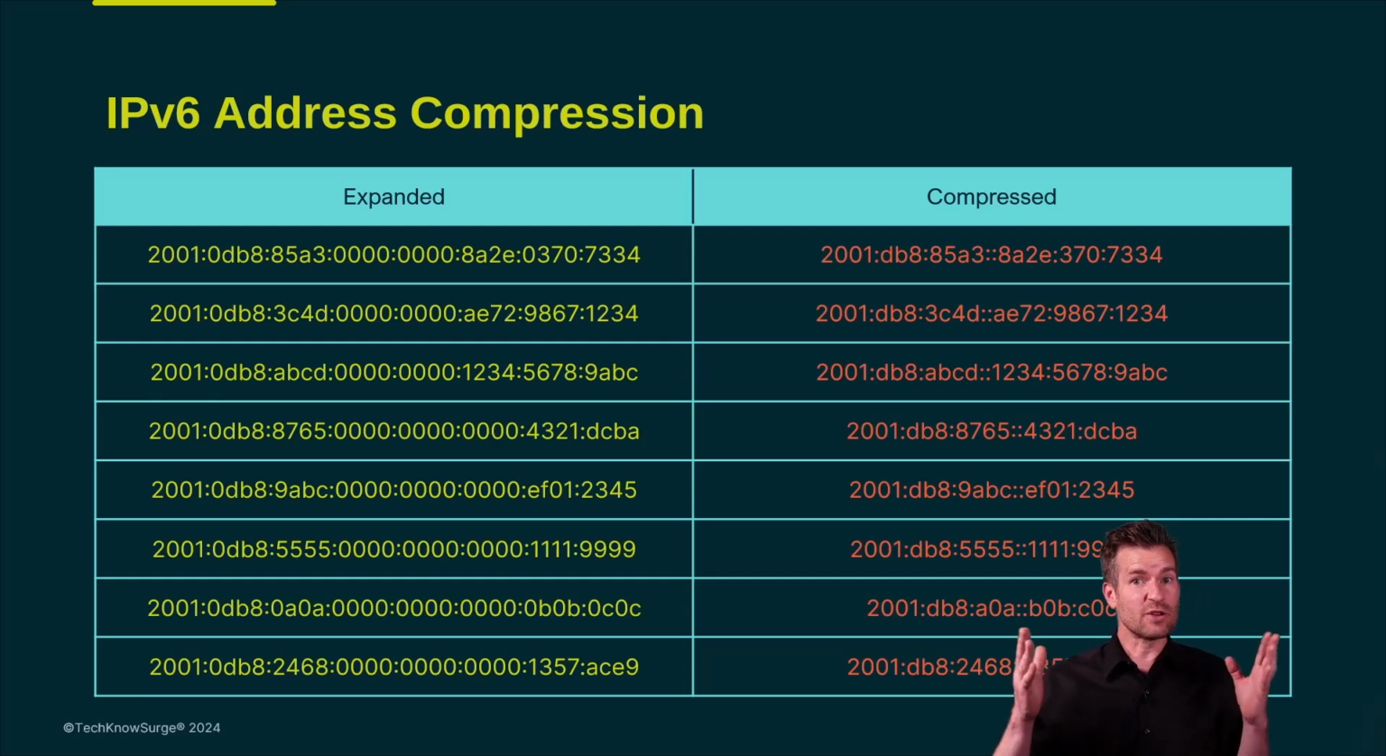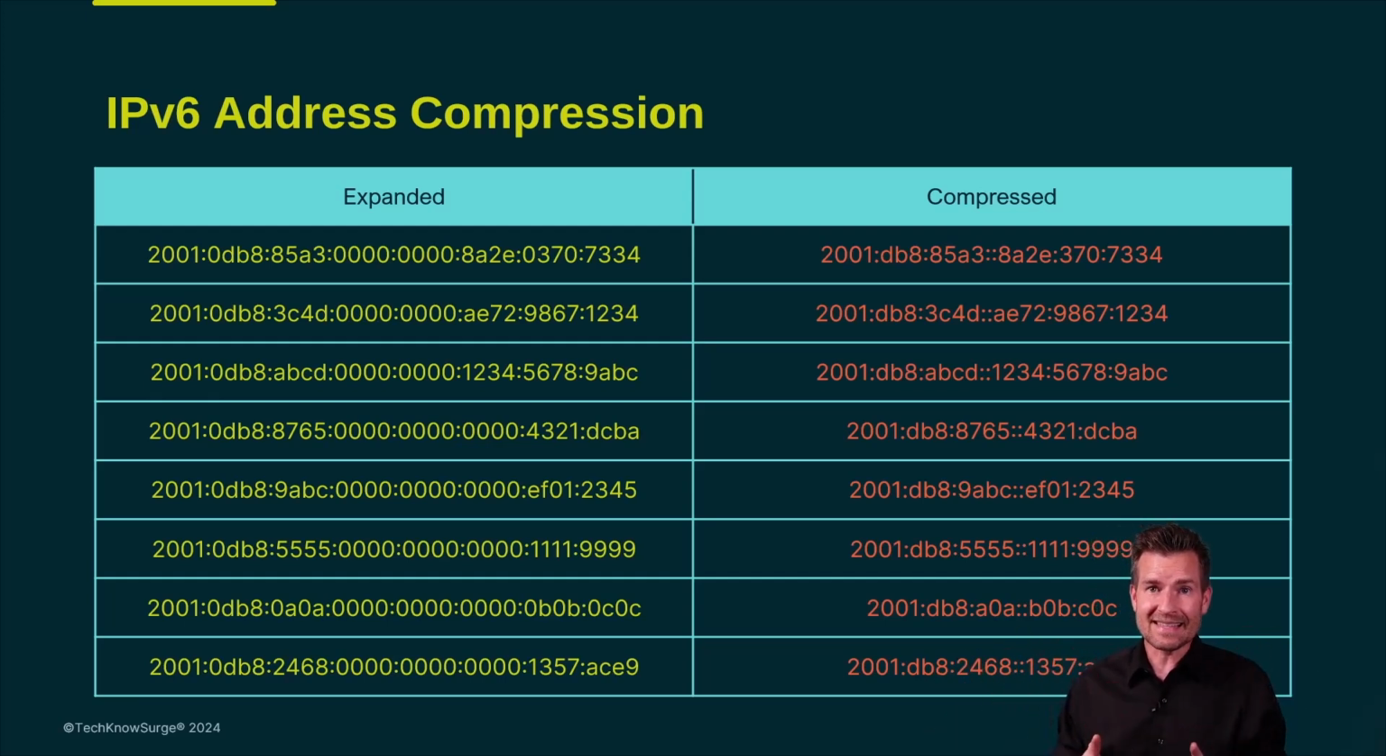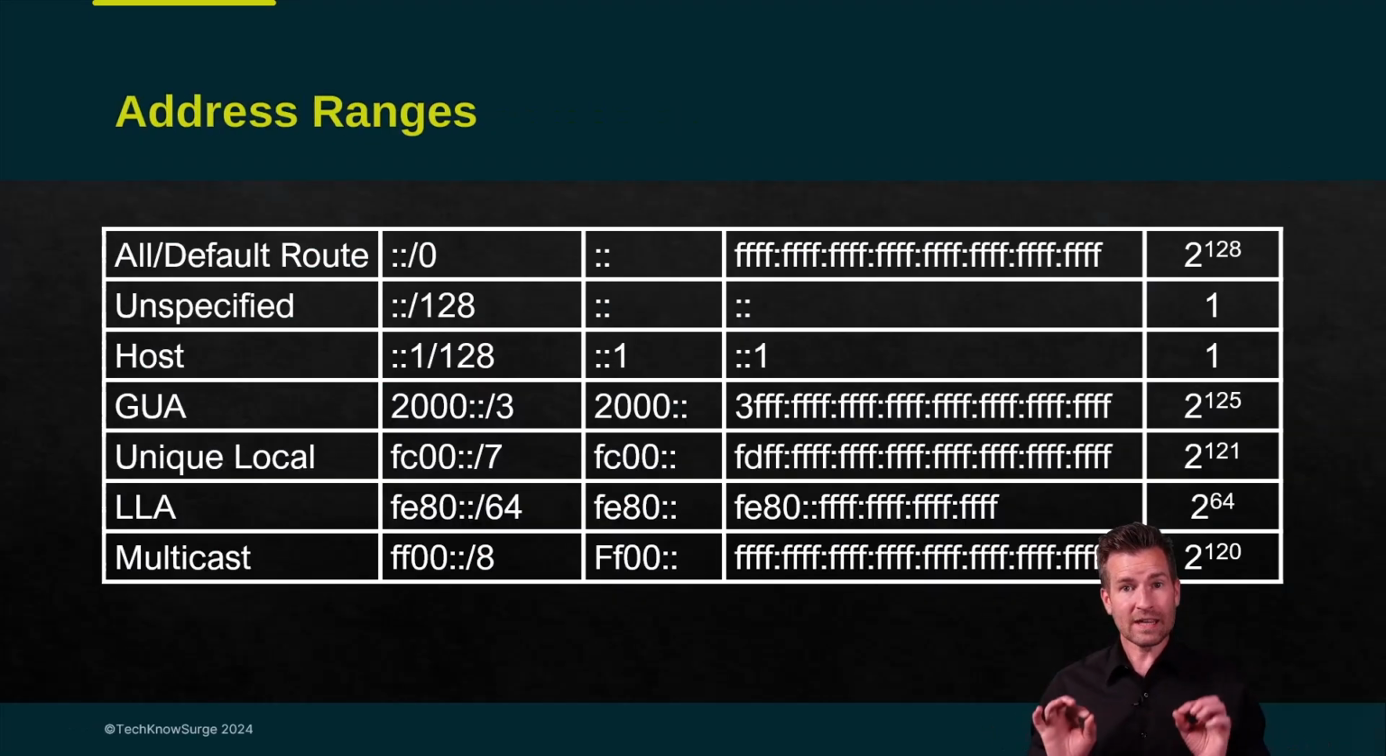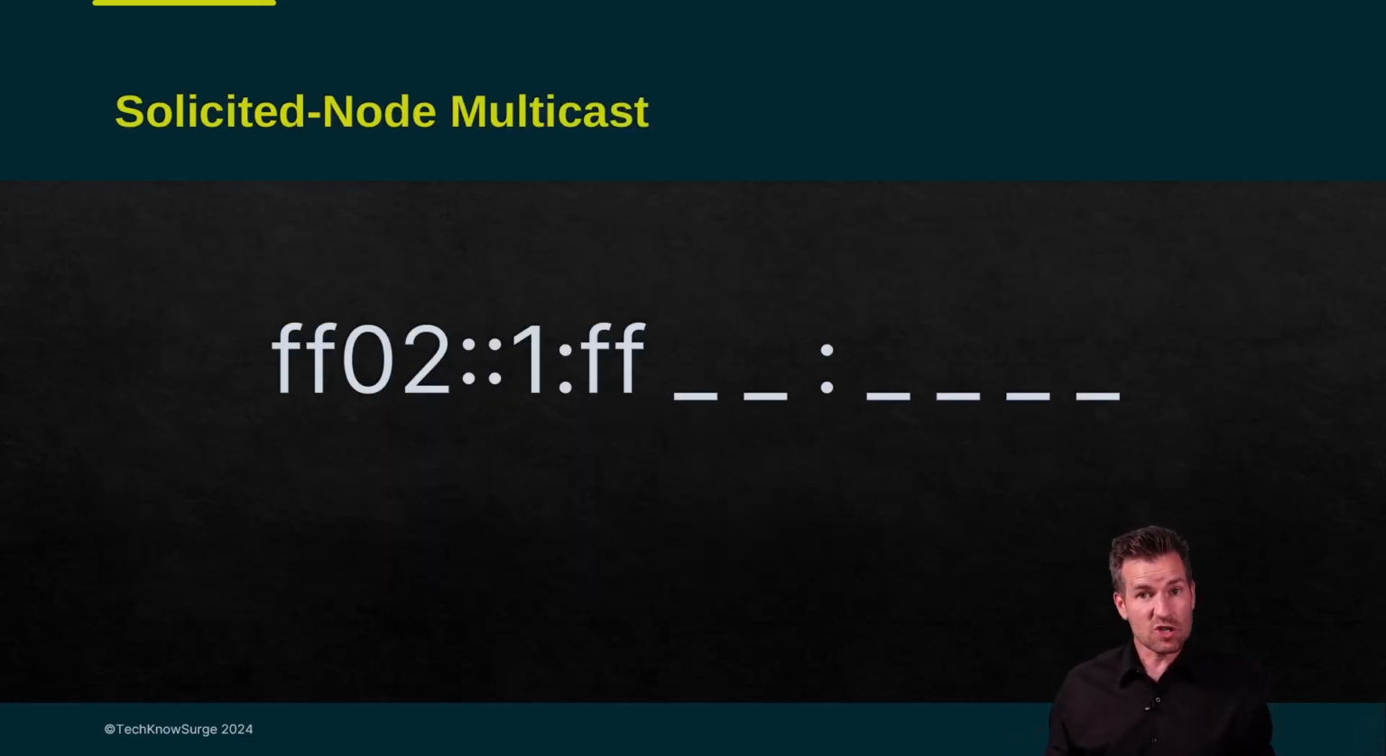And since IP version 6 addresses can get quite large, there's a way we can condense these addresses. But of course, we'll also need to know how to expand them. And we'll get into different IP version 6 address ranges and what they're used for. Multicast plays a huge part in IP version 6, so we'll get into things like solicited node multicast.